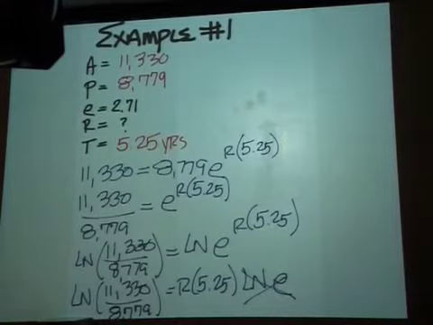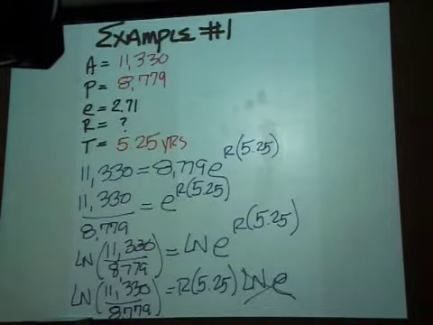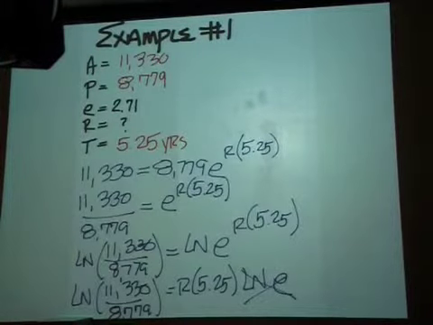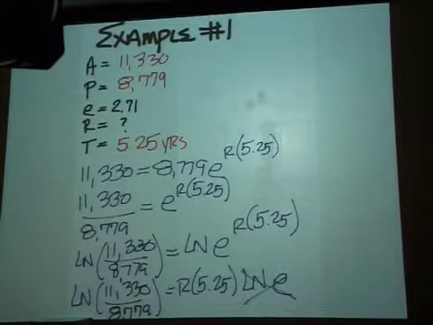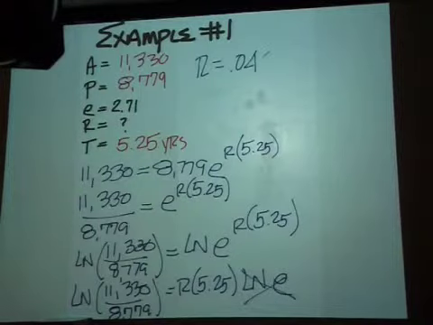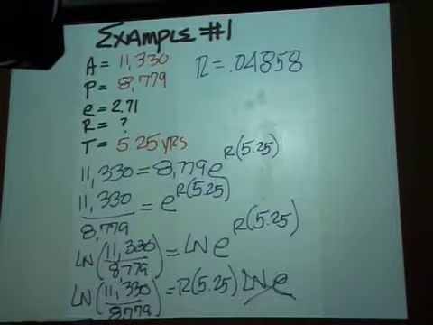So what we're going to do here is find in the calculator log natural of 11,330 divided by 8,779 comes out to be approximately 0.255. We're going to leave that in the calculator and divide it by 5.25 to come up with an answer of r equals 0.04858. And we'll go to 5 decimal places, but we're not finished yet.